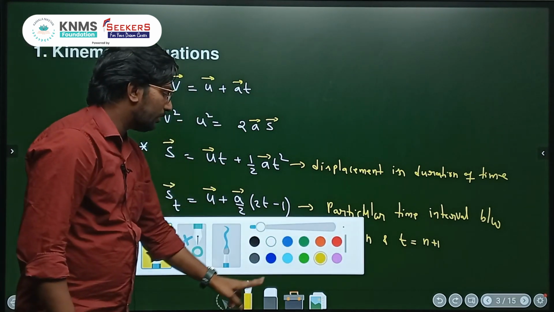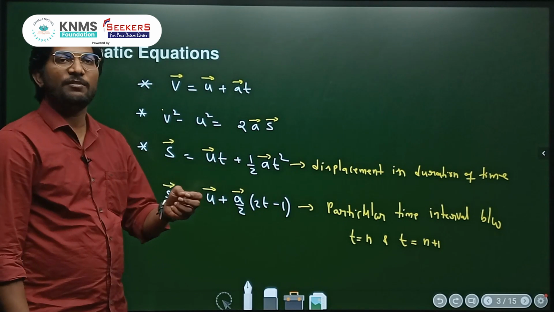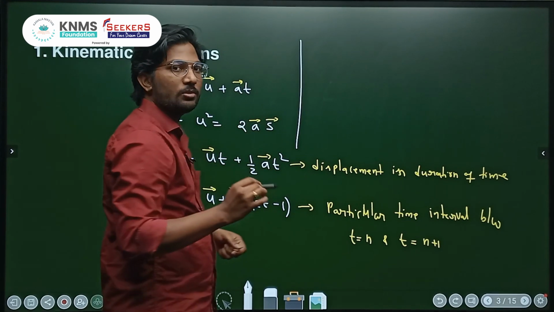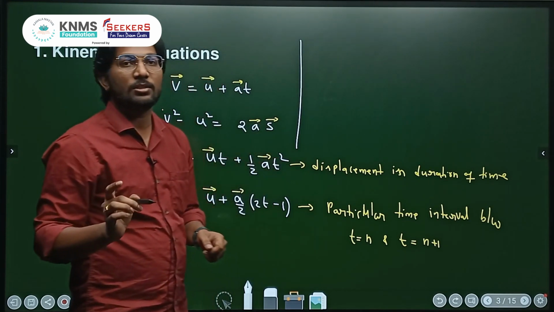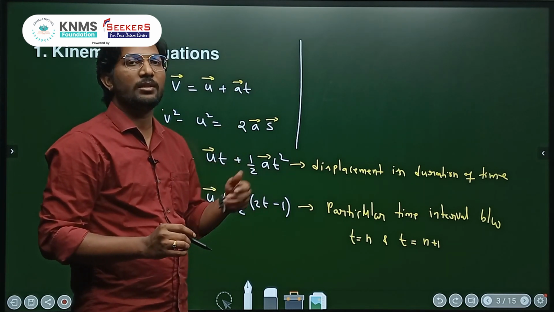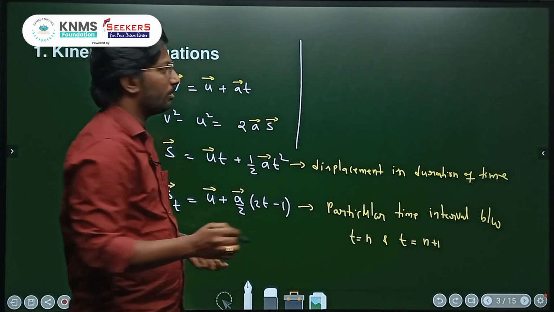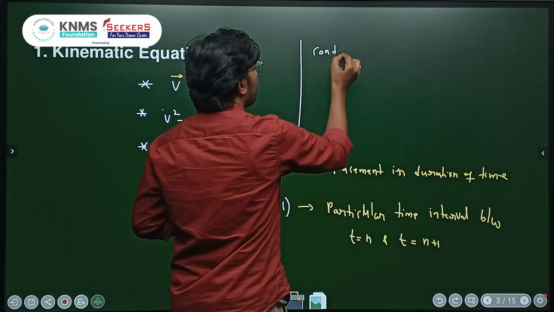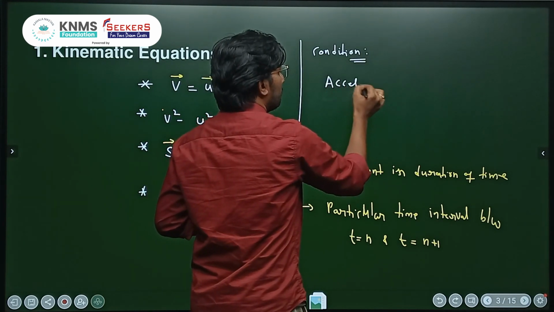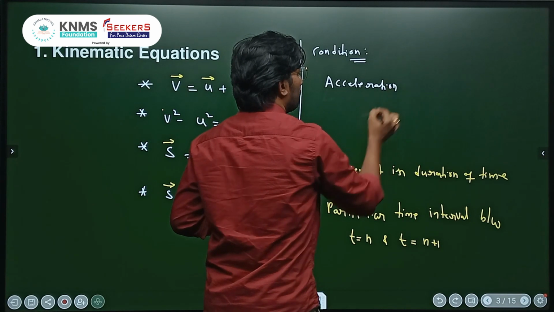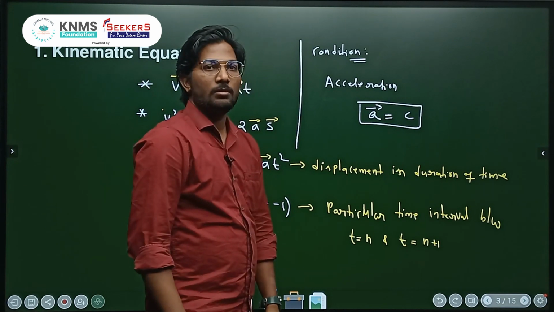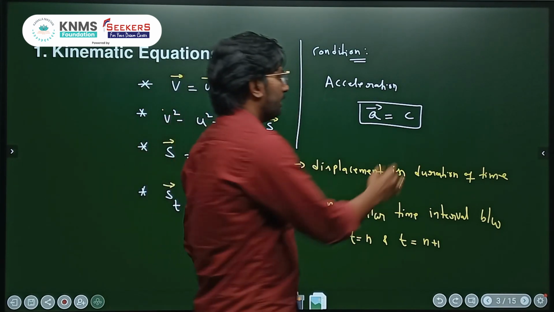Now, last thing we need to understand is, how can you identify this question should be based on kinematic equations? The condition for kinematic equations to be applied is, always acceleration of the object should be constant. Hence, the questions that come under constant accelerated motion shall also be solved by using the same equations. So the condition is, acceleration A must be constant.